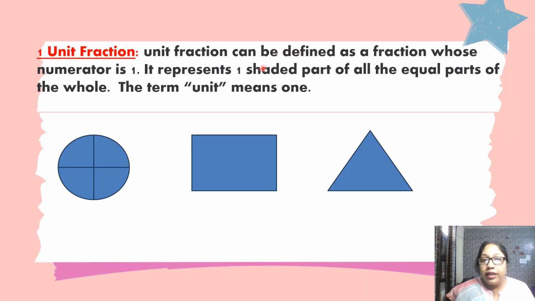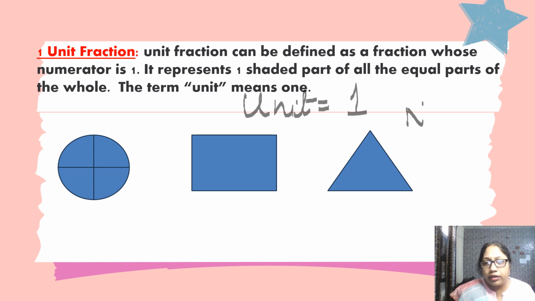Unit fraction can be defined as a fraction whose numerator is 1. Main focus is 1. It represents one shaded part of all the equal parts of the whole. The term unit means 1. To identify the unit fraction, unit means 1. Means जो भी fraction जिनका numerator always 1 होगा, वो fractions unit fractions होंगे, right?